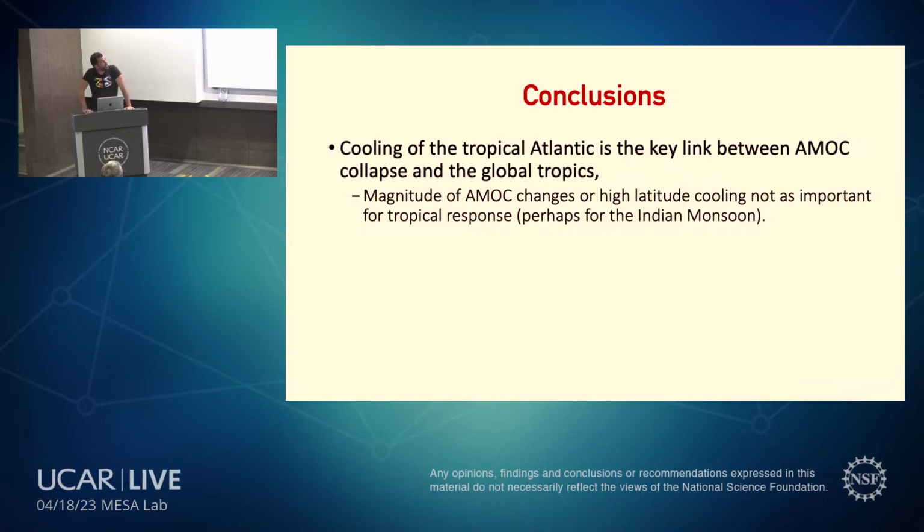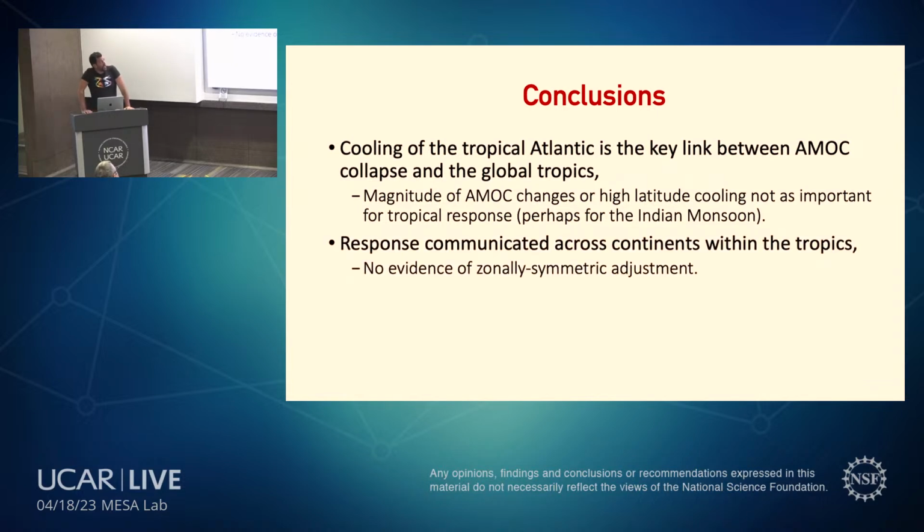It's actually the tropical Atlantic that is the key link between the AMOC collapse and the global tropics. The magnitude of the AMOC changes is not that important, nor the magnitude of the high latitude cooling. Perhaps it's important for the Indian monsoons. We're working on explaining that mechanism exactly, how those two pathways work. The response is communicated across continents within the tropics, very much like that zonally asymmetric mechanism that Clement and Peterson hypothesized. There's no evidence of a zonally symmetric adjustment, at least in this comparison against the paleoclimate data. That mechanism may work for other Heinrich stadials, maybe the weaker ones.